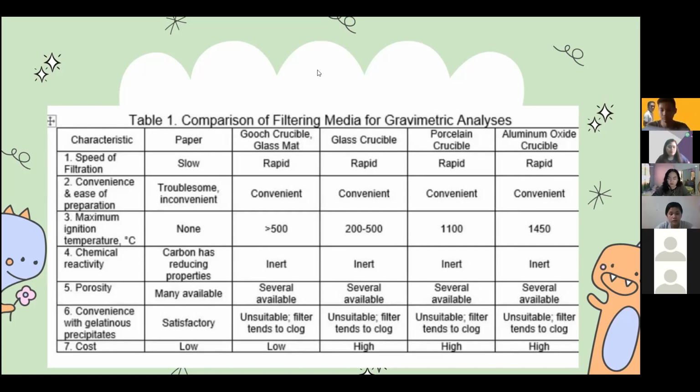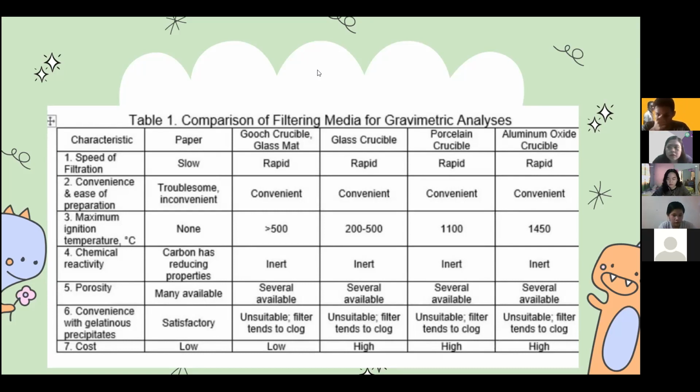In terms of its speed during the process of filtration, paper is kind of slow. It is because there might be some small particles that will clog the filter paper during the process. Using filter paper is also inconvenient and troublesome. Paper also doesn't have a maximum ignition temperature.